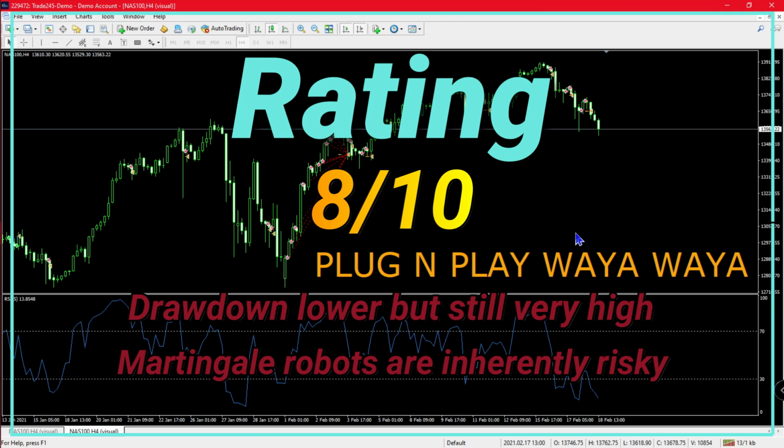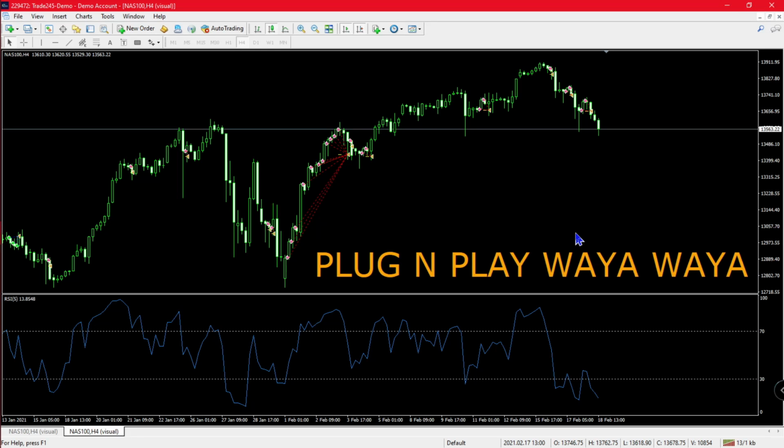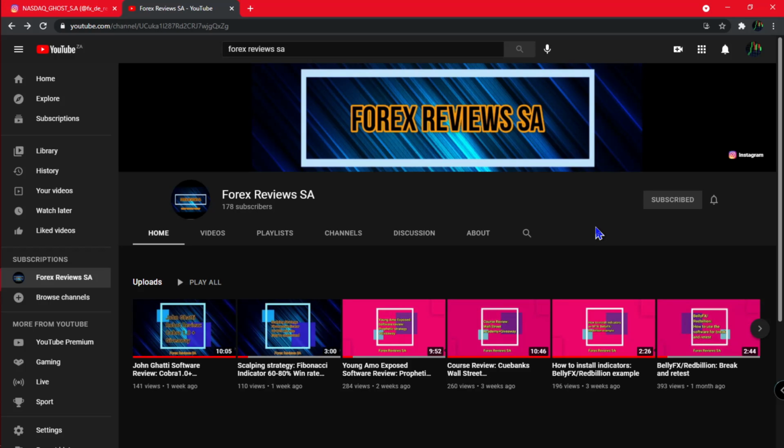The remaining 2 out of 10 is because the drawdown is still very high, and a martingale system is inherently very risky, since the amount of trades that it opens can always lead to a higher drawdown than the amount of equity that you have in your account. Because the martingale strategy is inherently risky, I don't like recommending these robots to anyone. So if you do plan on using this robot, be careful and do not get greedy when you're using it, since the one day when you are greedy, the drawdown will be above the equity in your account, closing your account.